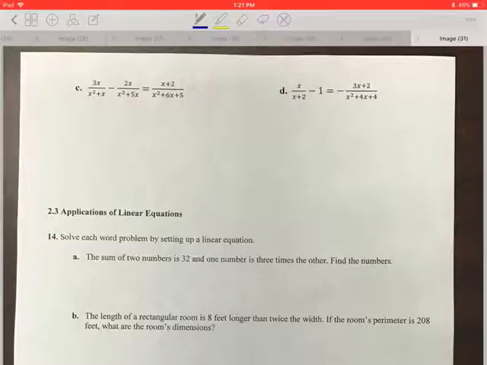Okay, we're on the fourth page of the review. This is number 13C, and we are trying to solve this equation. So I'm definitely going to have to find an LCD, and that's going to require me to factor.